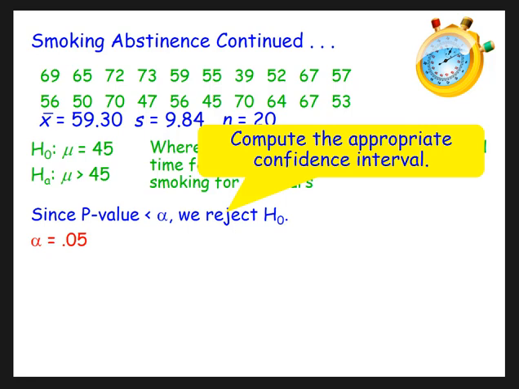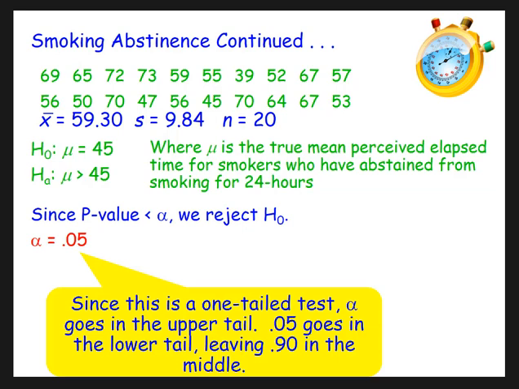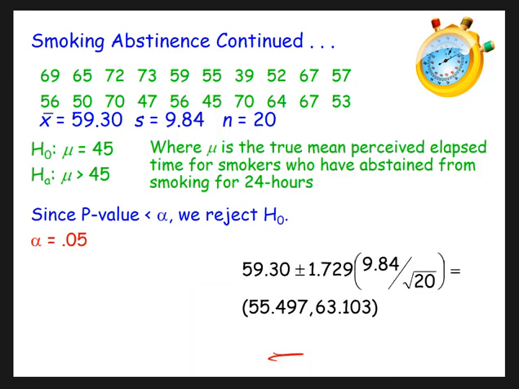So compute, if we wanted to do appropriate level of confidence here, since this is a one-tailed test, alpha goes in the upper tail. So we also have to put the same alpha, the 0.05, in the lower tail, which would give us a 90% confidence for a confidence interval. So our confidence interval would be 90%, would be from 55.497 to 63.103.